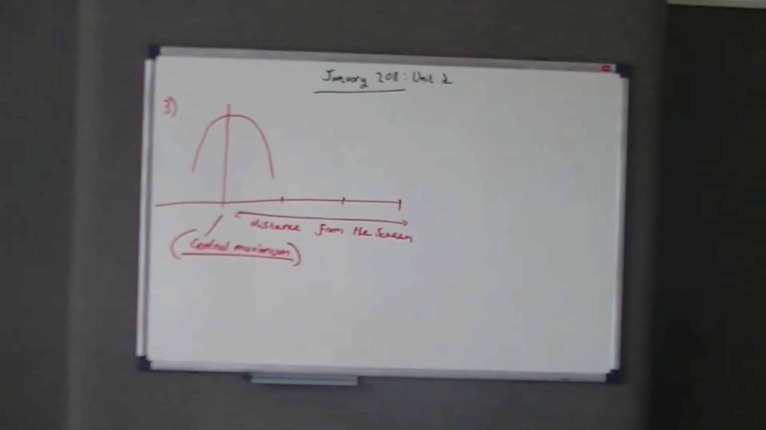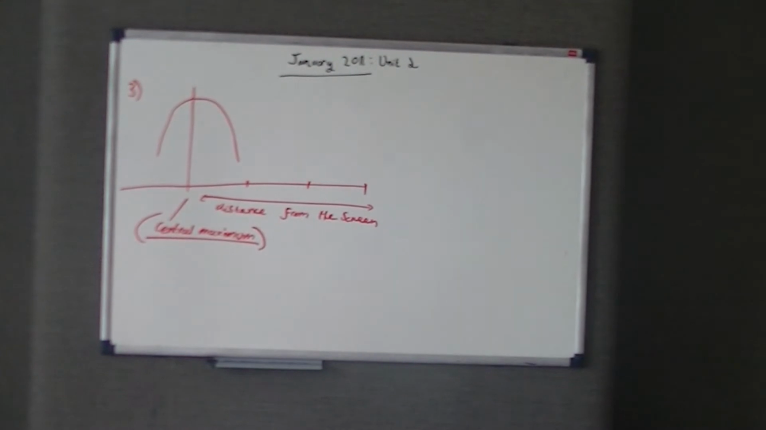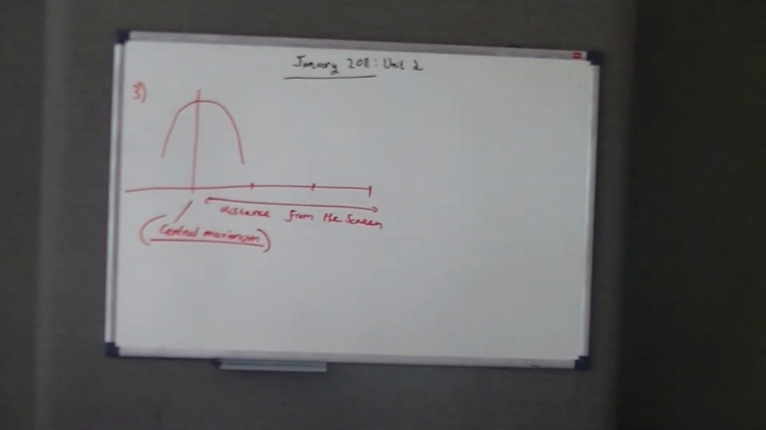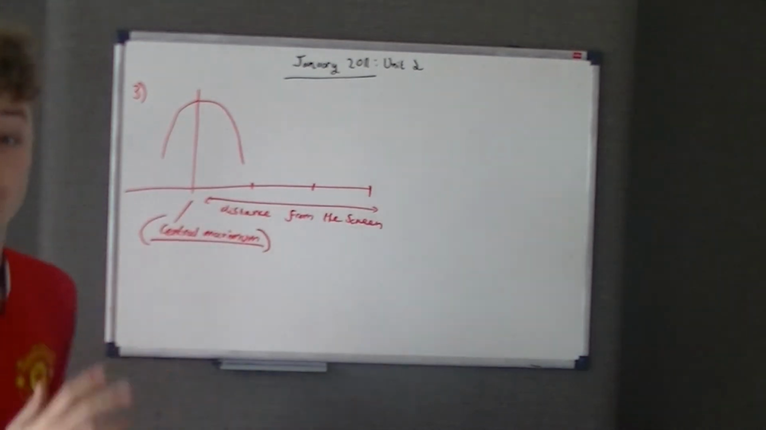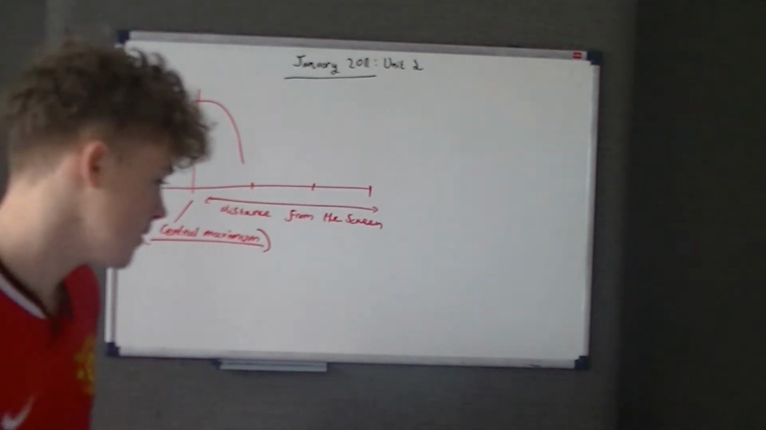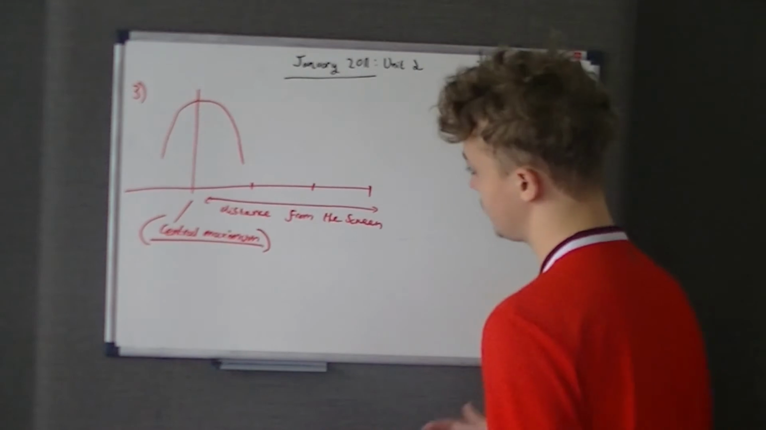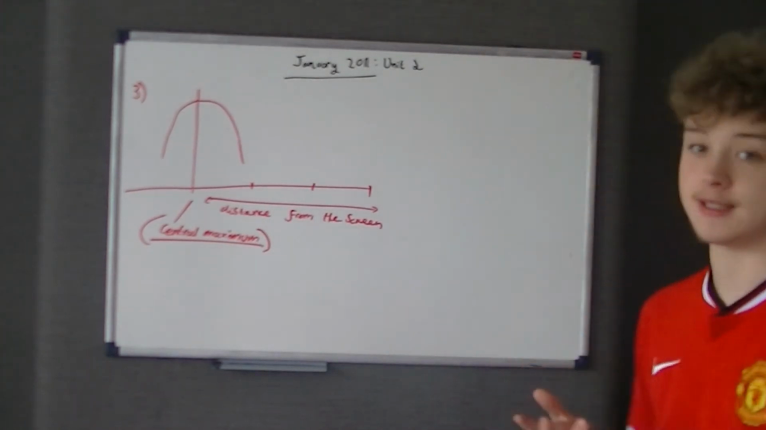Hello, this is the third question in the January 2011 Unit 2 past paper. Now, this looks a bit confusing, really. Probably my drawing, to be honest. But what it's showing is the maxima of a single slit diffraction pattern produced on the screen using a laser.